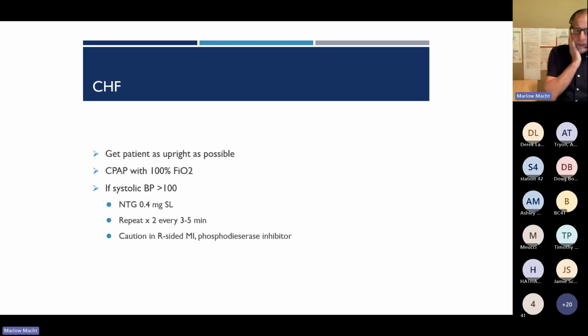Okay, so reminders about CHF. As much as possible, you want to get the patient upright. Remember that you're often seeing these patients in a chair, sitting upright with their legs down. And so even just the act of getting their legs up on the gurney can increase fluid return to the heart and can increase their respiratory distress. If you have an appropriate blood pressure, nitroglycerin is the first line treatment. Obviously use caution if there are any signs of a right-sided MI or a phosphodiesterase inhibitor like Viagra or Cialis.